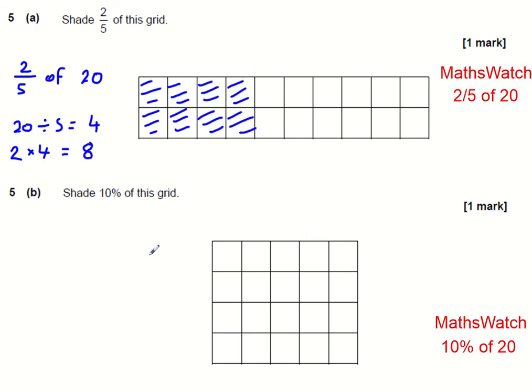Part B. Shade 10% of this grid. Now, even though the grid is a different shape, there are still 20 squares within that grid, which means that we are finding 10% of 20. To find 10% of a number, you are dividing it by 10. So 20 divided by 10 is 2. So 10% of 20 is 2 squares. So we'll just shade 2.